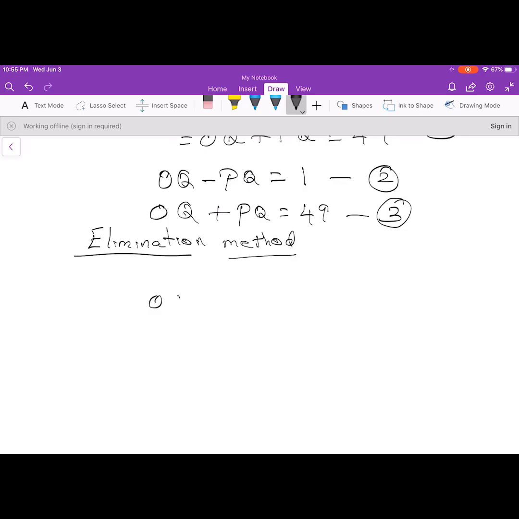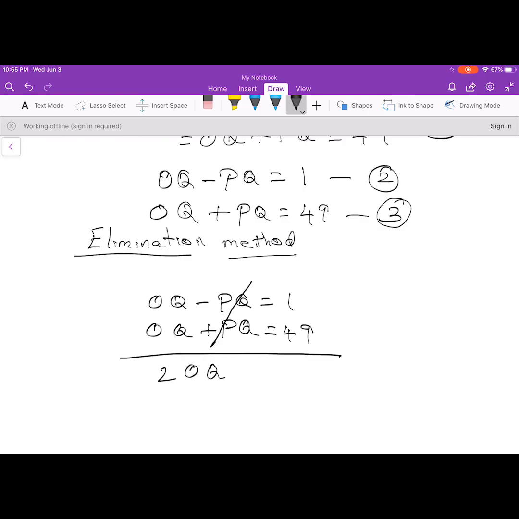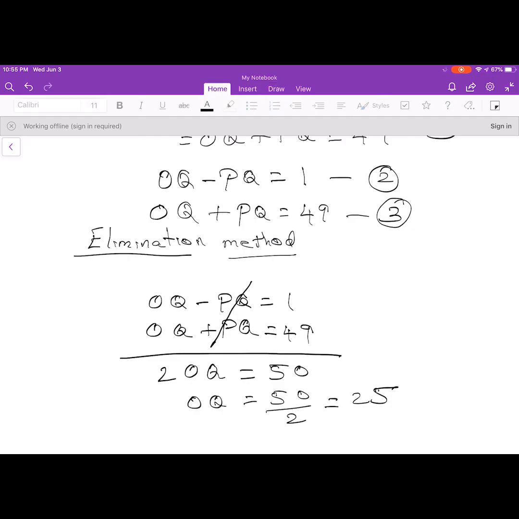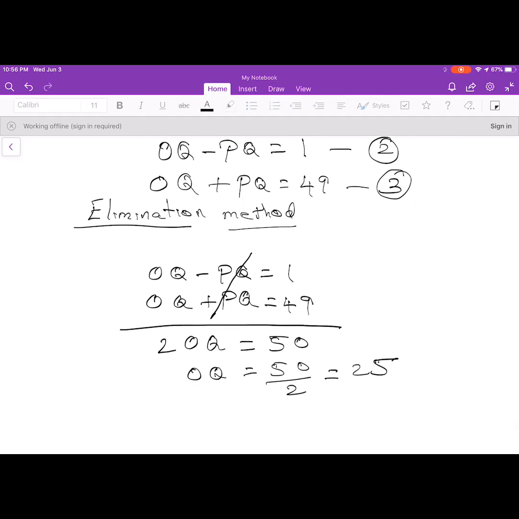So OQ minus PQ equal to 1, OQ plus PQ equal to 49. I'm adding, so PQ will get cancelled. OQ plus OQ is 2 OQ, that is 50. OQ equal to 50 divided by 2, that is 25. I got my OQ as 25. Now I'm substituting it in equation 2.